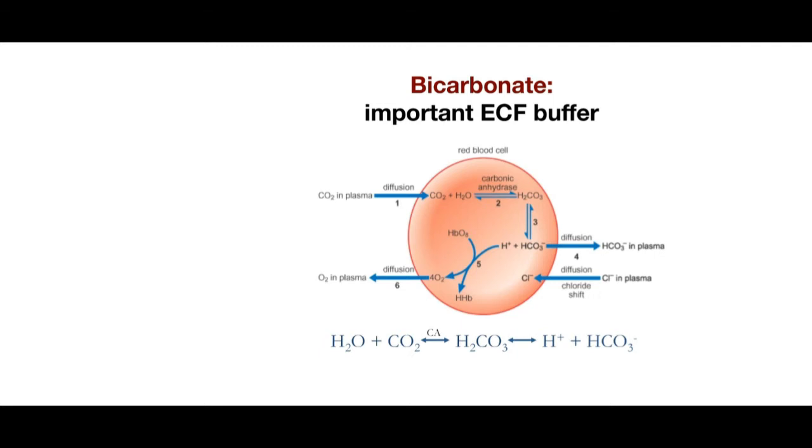So if we're looking specifically at bicarb, we have this same pathway that we talked about a lot. This is looking at how it acts inside of your own blood cell. This should be very familiar from the respiratory unit. What is CA? Carbonic anhydrase. Okay, your carbonic anhydrase is going to catalyze that reaction to form carbonic acid.